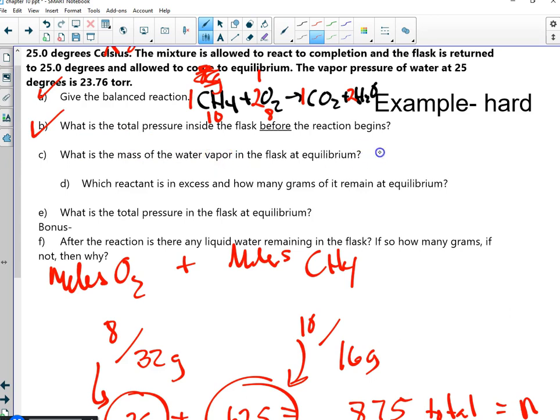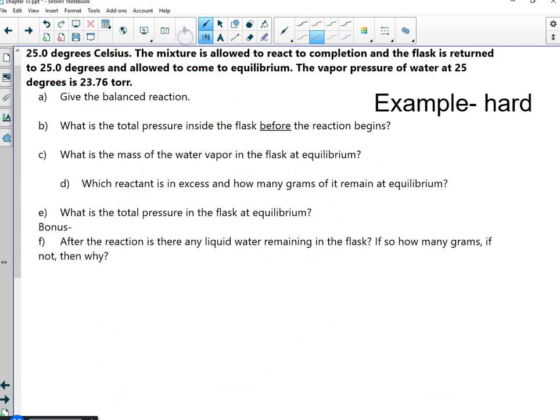The mass of the water vapor in the flask at equilibrium. Since it's at room temperature, the water vapor isn't determined by the chemical reaction. It's determined by the vapor pressure at that specific temperature. It's the same as it was before. Now, to calculate that, you would do the following. But we need mass. Mass is measured in grams. There is no grams in PV = nRT.